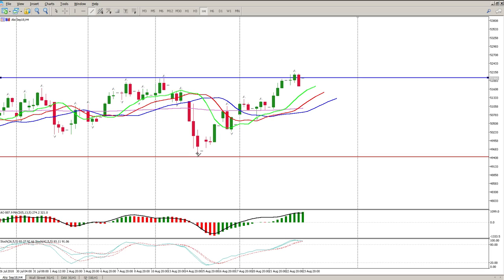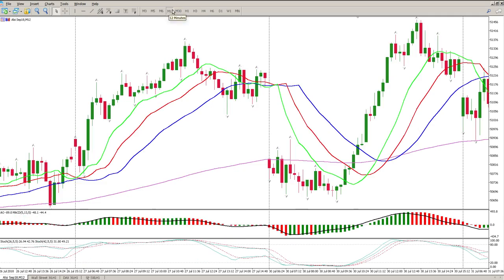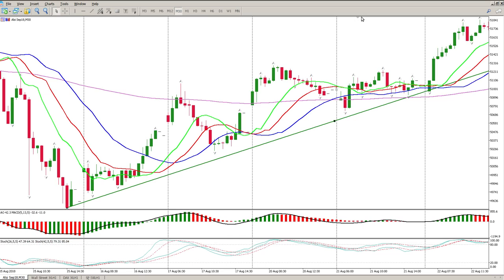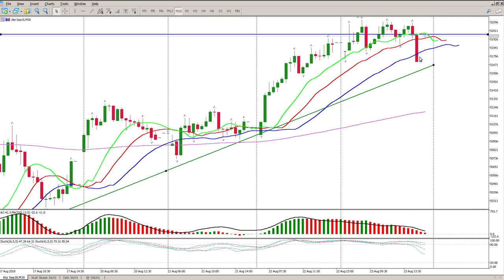However, I will take that with a pinch of salt until such time as this trend line breaks. Okay, so let's just get down to the 30 minute and we can work from there. Got the trend line in, you can see there it is, and we are pretty close to it at the moment.